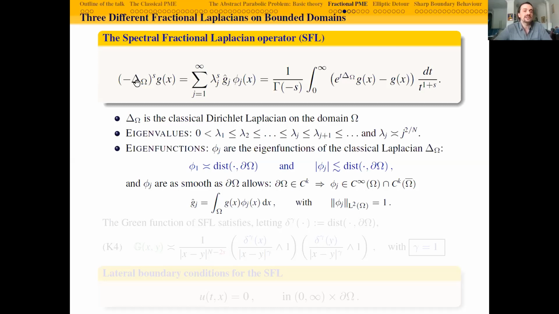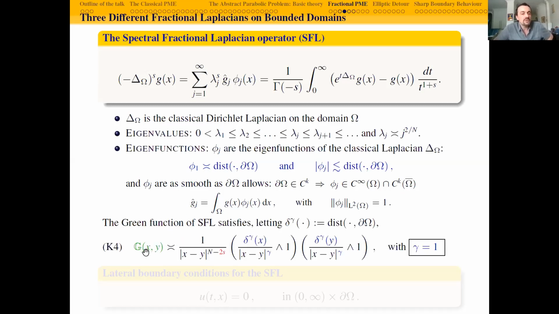This is the Laplacian that you study in the classical course of PDE. It has eigenvalues which grow in this way, a set of eigenfunctions which behave like the distance to the power one, and the eigenfunctions are as smooth as the boundary allows. So boundary C^k implies that these are C-infinity inside and C^k up to the boundary, etc., etc.